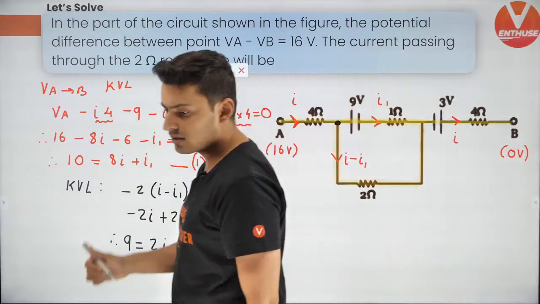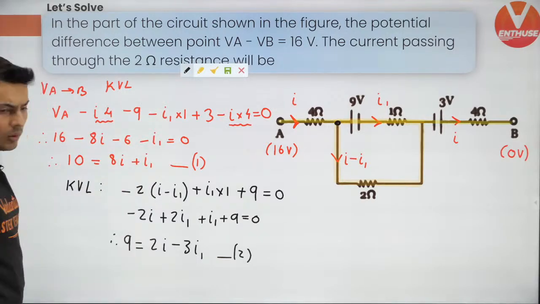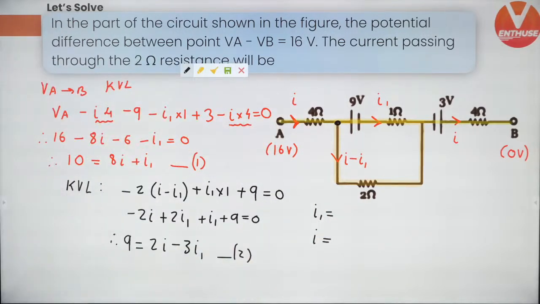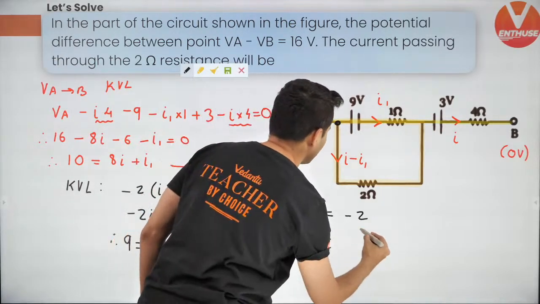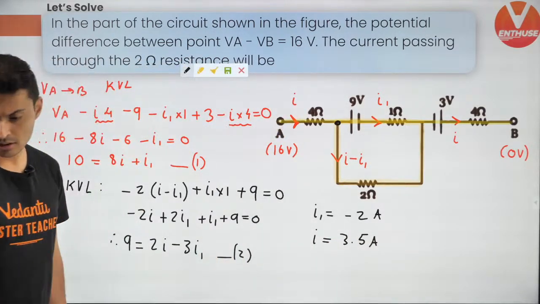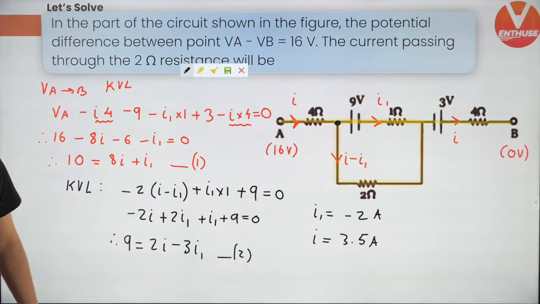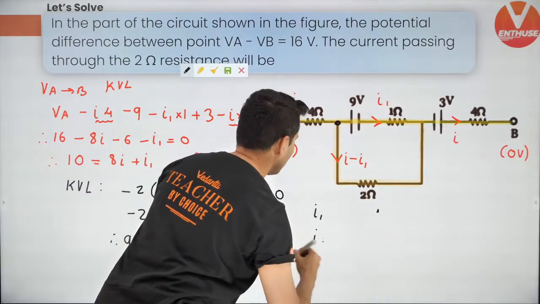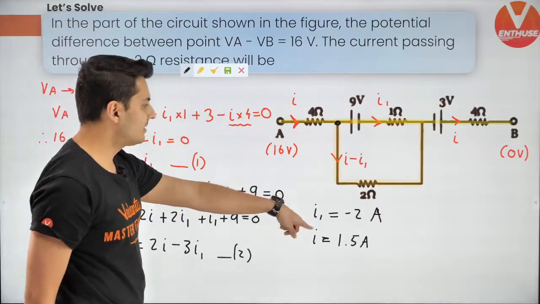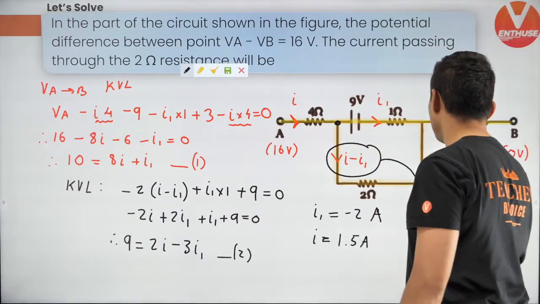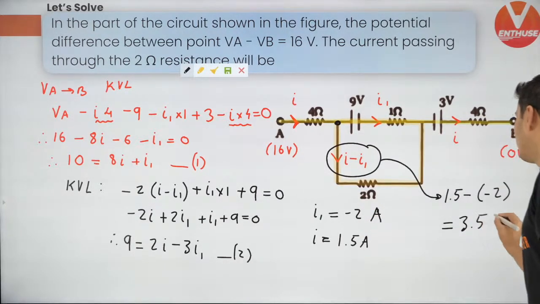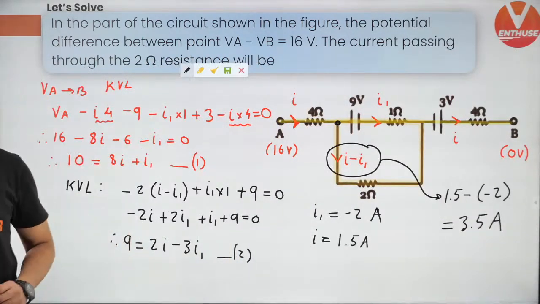Keep this in mind. Now when you solve this, the answers that I have got is something like this. I have got I1 as minus 2 amperes. And I have got I as, sorry, my bad, I have got I as 1.5 amperes. So once I get this, I can easily find how much is this current. So this current will be I minus I1. So it will be 1.5 minus I1, which is minus 2. So that will come out to be 3.5 amperes. That's the final answer. Yes, that's what I'll get.